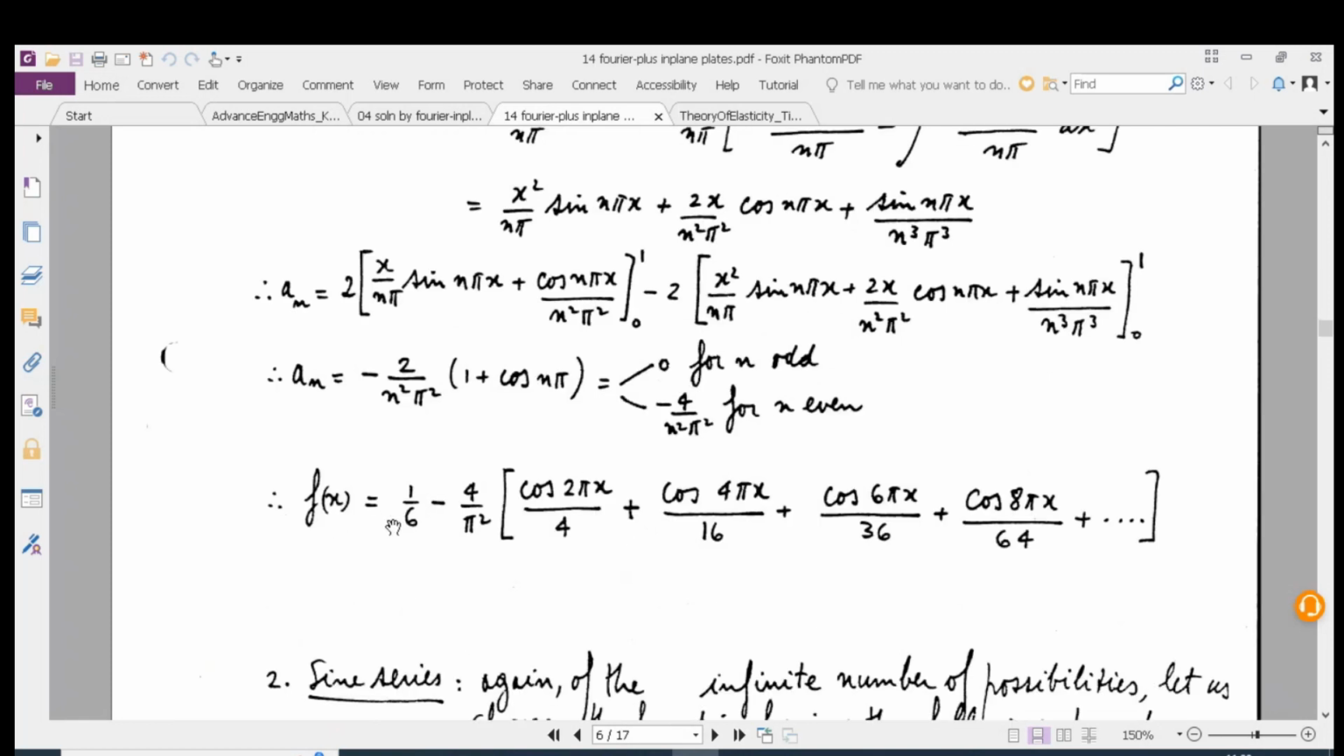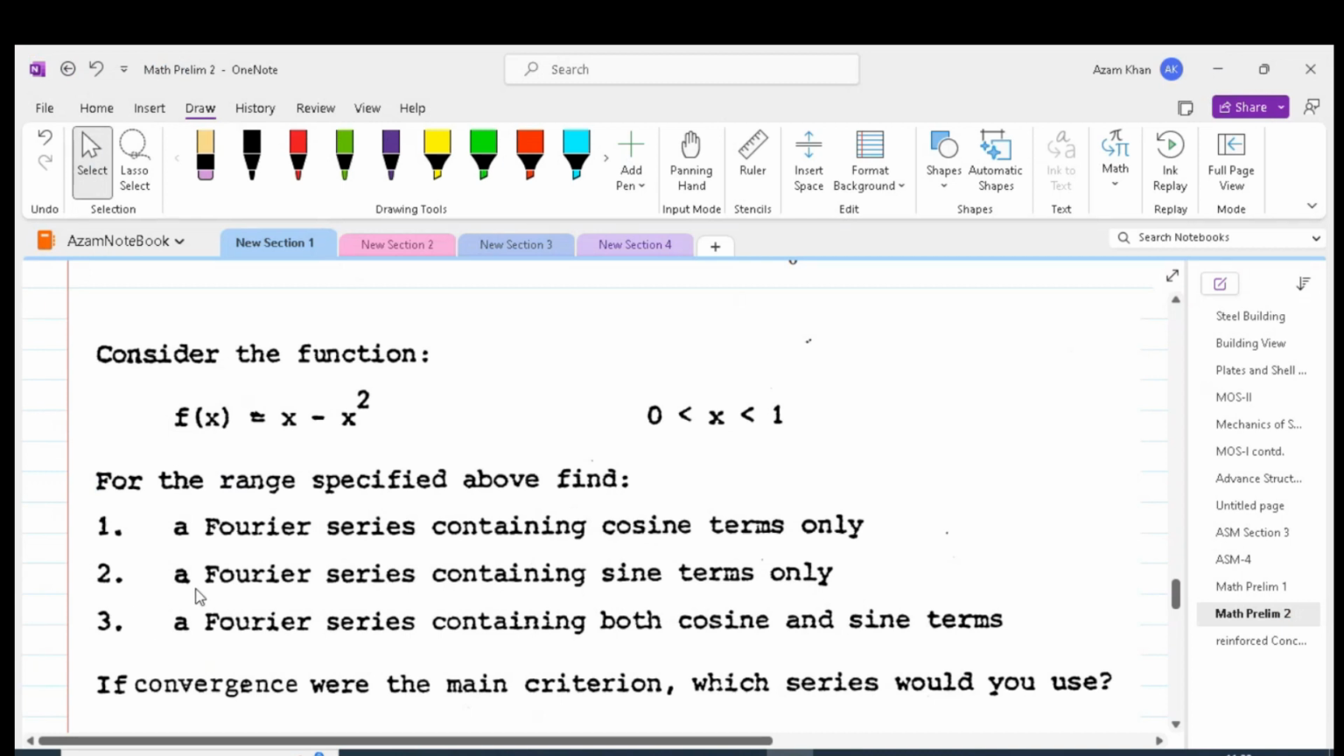Thus our f of x is approximated as 1 by 6 minus 4 by pi square big bracket cos 2 pi x by 4 plus cos 4 pi x by 16 plus cos 6 pi x by 36 plus cos 8 pi x by 64 and so on and so forth. In the second part, we are asked to find out Fourier series containing sine terms only.